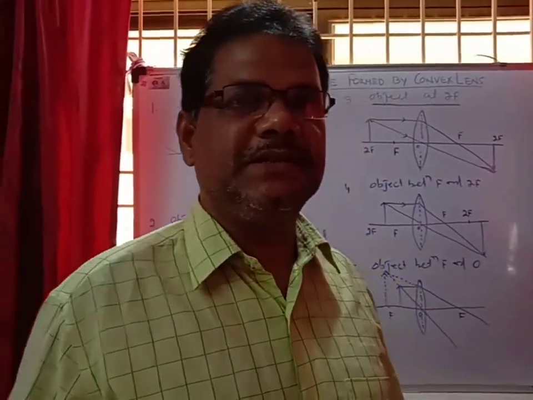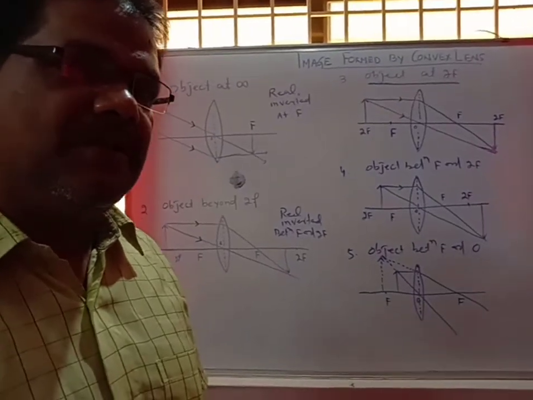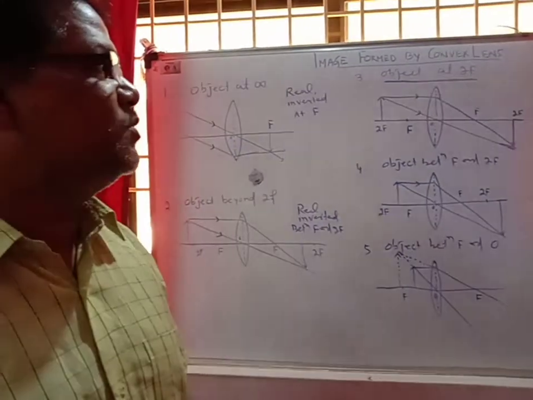Today we have to discuss the image formed by a convex lens. The image formed by a convex lens follows certain rules.